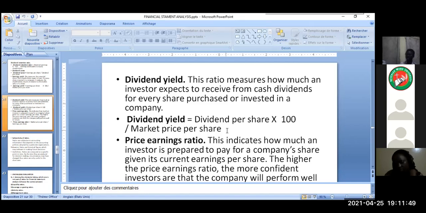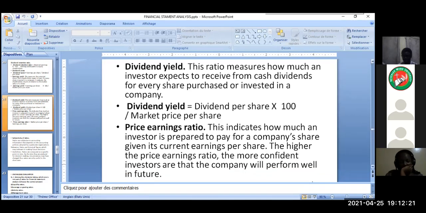We also have another element in investment ratios, which is the price earnings ratio. This indicates how much an investor is prepared to pay for a company's share given its current earnings per share. The higher the price earnings ratio, the more confident investors are that the company will perform well in the future, okay? So this shows the outcome which is positive.